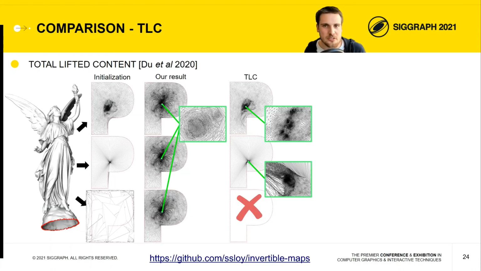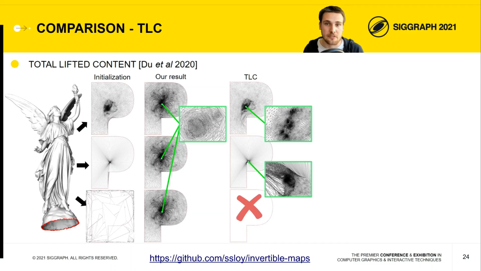Now, with the result of this database, let's compare ourselves very precisely to Total Lifted Content. We take three different initializations. The first one is a Tutte embedding, the second one collapses all the model to one point, and the third one is a random initialization. And we try to map Lucy, the model Lucy, to the logo of SIGGRAPH.